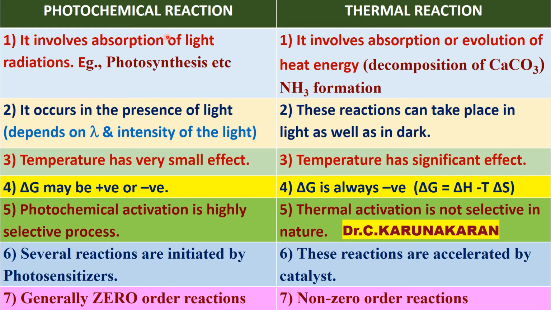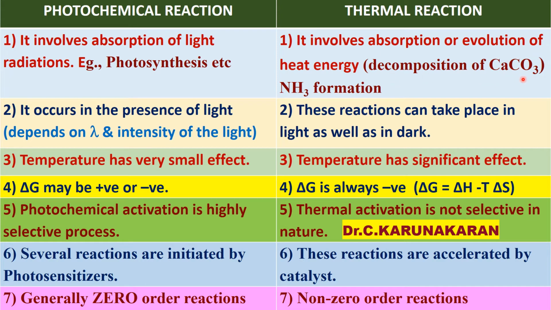Now, what are the differences between photochemical reactions and thermal reactions? We have already studied thermal reactions. It is very simple. Photochemical reactions involve absorption of light radiations, for example, photosynthesis. Here it involves absorption of light energy. Thermal reactions involve absorption of heat or evolution of heat energy.